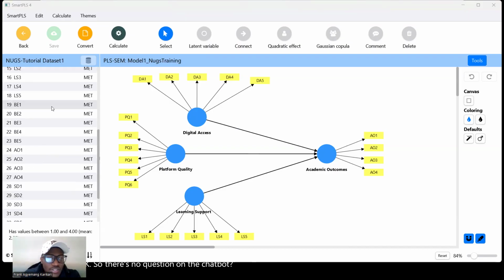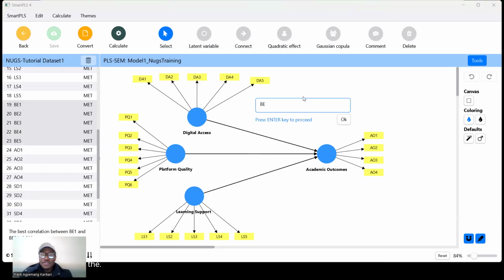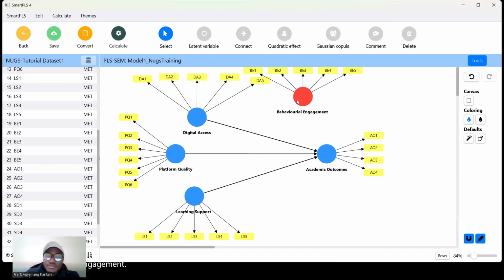So let's add the mediator, behavioral engagement. The last time when we displayed the model, we realized that BE was a moderator. So we have BE1, BE2, BE3, BE4, up to BE5. Just select that and move it onto the canvas. So we have here behavioral engagement. Good.